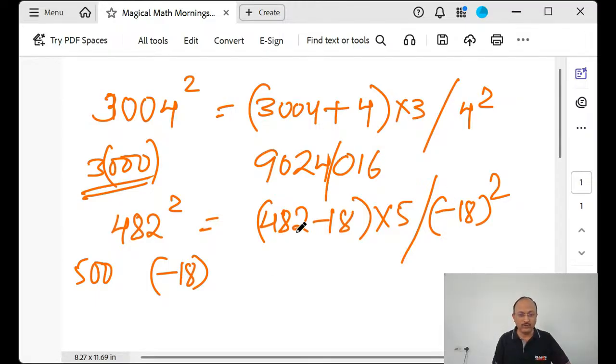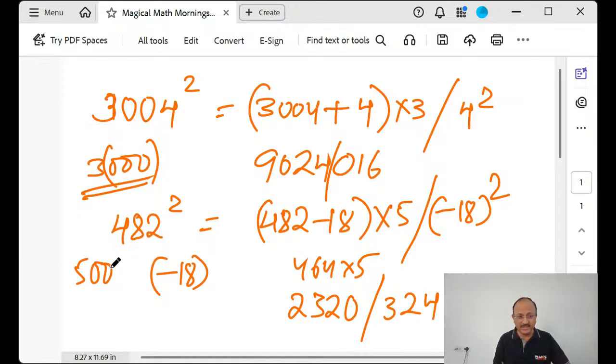That's it. 482 minus 18 is 464. Into 5 we should multiply. It will come 2320. The shortcut multiplication we are going to use. Correct? No? And 18 square is 324. But how many zeros are there in the base? Only 2 zeros. So we have to retain only 2 digits. The rest of them we have to carry to the previous part. It will become 2323. 3 will get added here, and 24 we are going to write. This is the square.